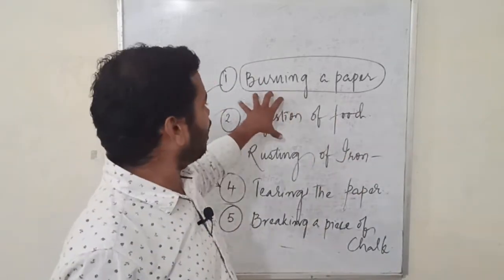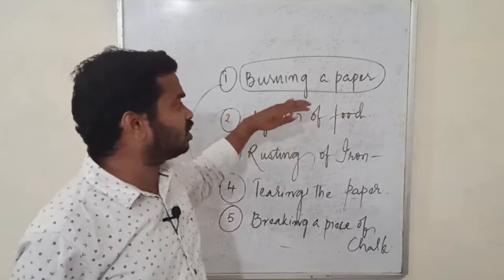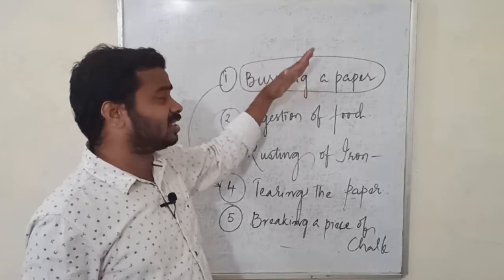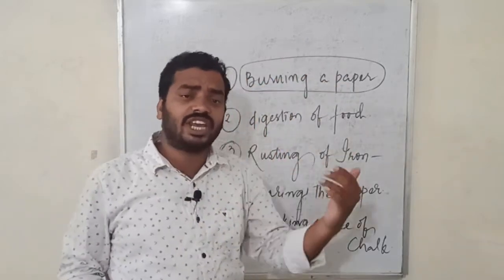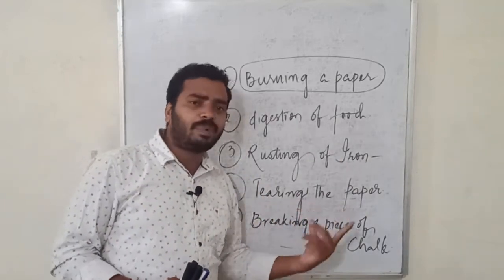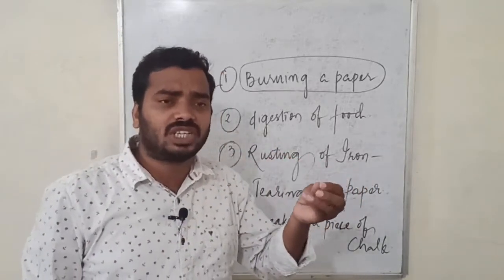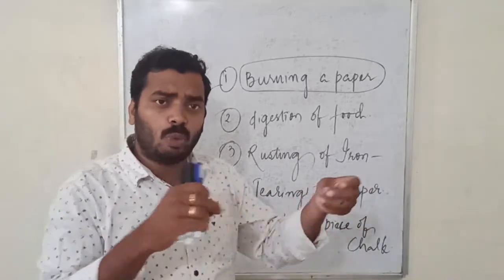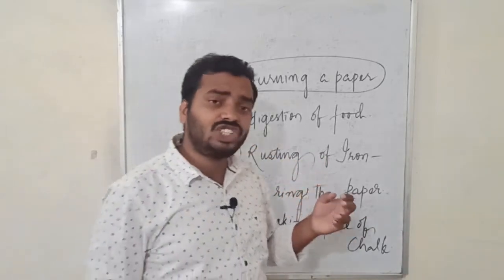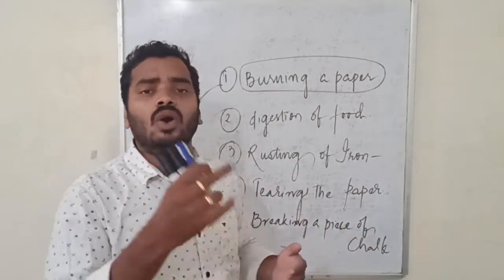If you see, in burning of paper, what exactly is happening? The paper no longer exists in that state. It will be turned into ash or soot when you burn it. It means the original substance has changed. It's no longer a paper. But in the case of tearing the paper, what is happening? The substance is not changing, the form has changed, it has gone into two pieces, but the paper is paper itself. Whereas the burning of paper causes a change in the original substance.